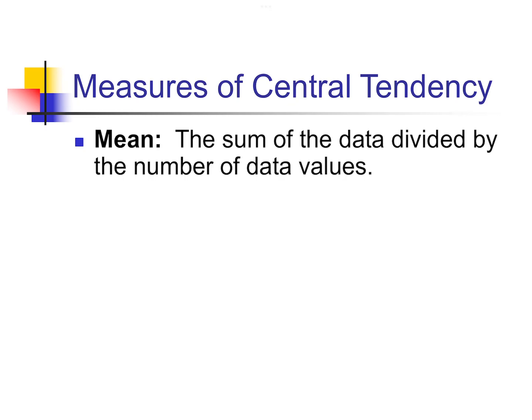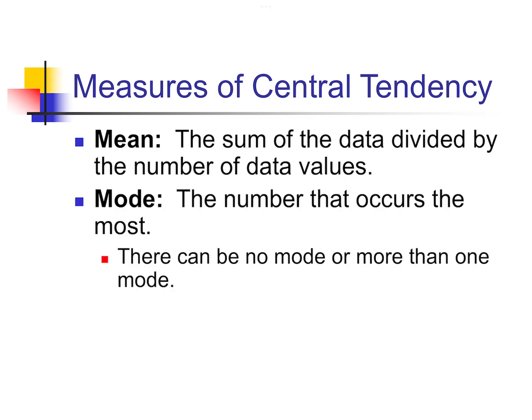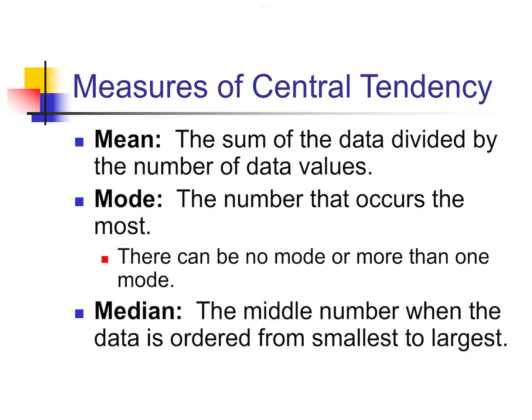So just a reminder of what all these are. The mean is the sum of our data divided by the number of data values. And then our mode is the number that occurs the most often. It is possible that there is no mode, or there could be more than one. If two numbers are listed like 3 times each, then there could be more than one. If everything's only listed once, then there's no mode. And the median is our middle number when the data is ordered from smallest to largest.